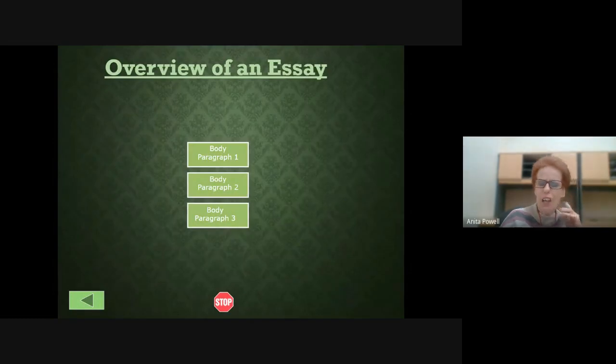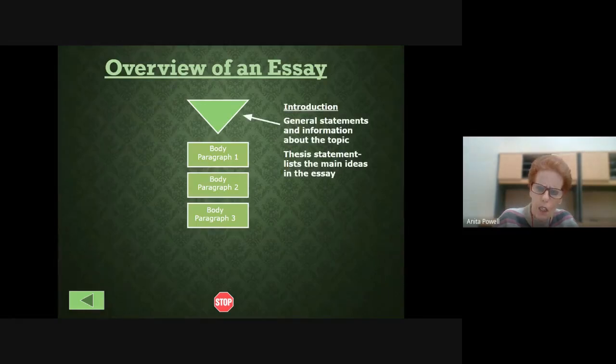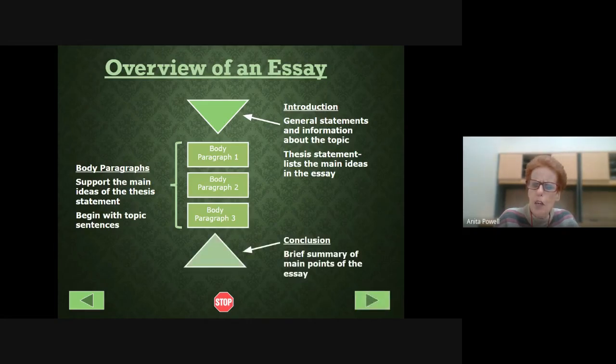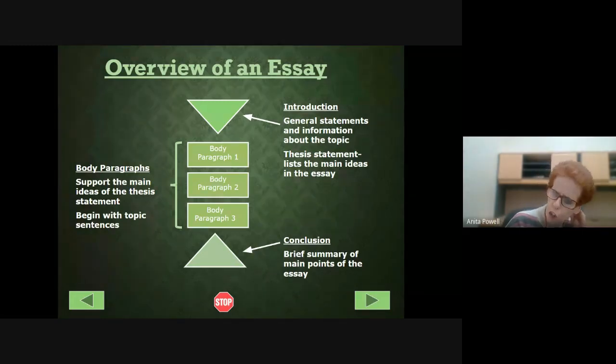Overview of the essay. And once again, we want something more than just a bunch of body paragraphs, just a bunch of ideas. The body paragraphs need to be driven by a clear introduction with a general statement and information about the topic. And most important, we move down to that thesis statement. Then our support paragraphs support the main ideas of the thesis statement and begin with topic sentences. And our conclusion summarizes the main points of the essay.